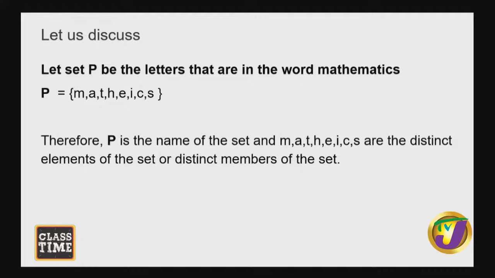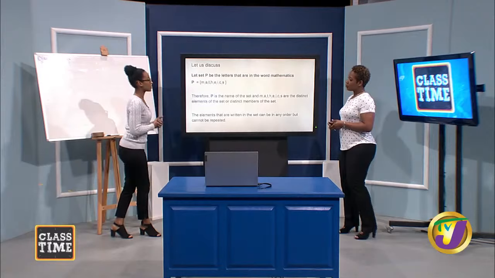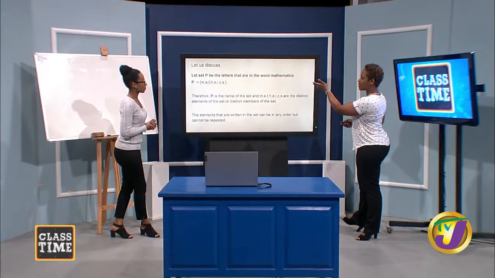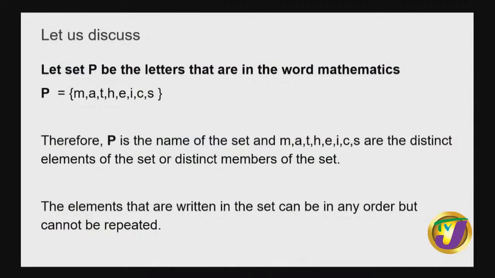But before you move on, can you tell me then how many elements are in set P? Just looking at it. Okay, I can definitely count it. So it's 1, 2, 3, 4, 5, 6, 7, 8. All right, so it's M, A, T, H, E, I, C, S, which gives you 8. Right. All right, that's good.